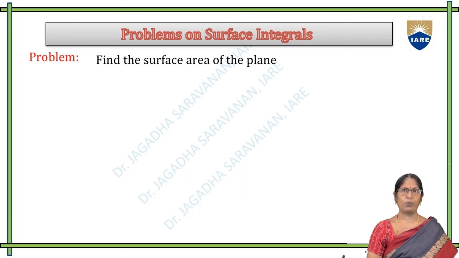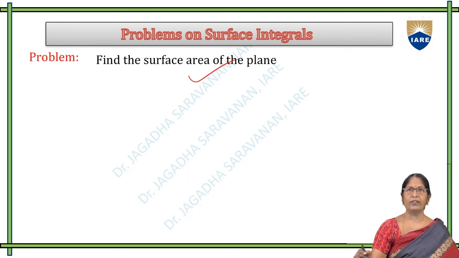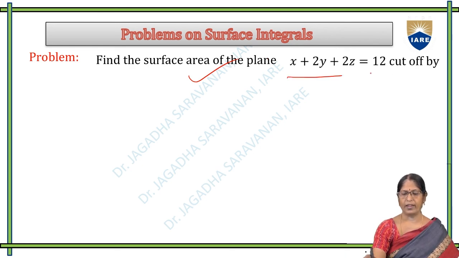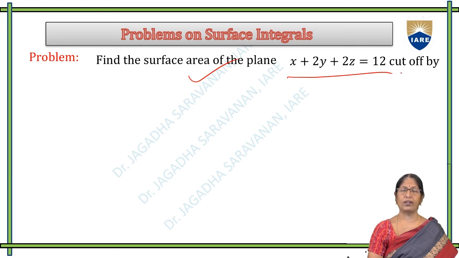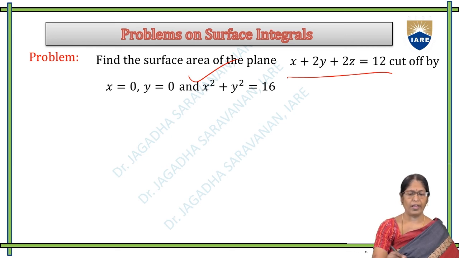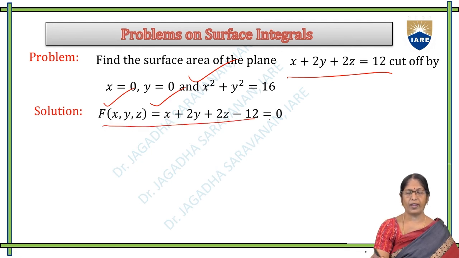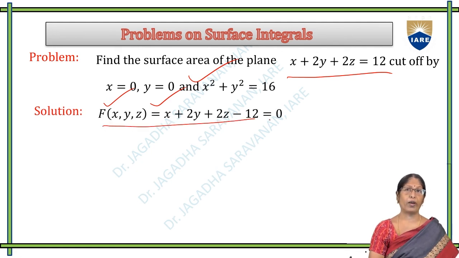So the last problem we will discuss now. Find the surface area of the plane x plus 2y plus 2z equal to 12, cut off by x equal to 0, y equal to 0, and x square plus y square equal to 16. Solution. So now we will take the capital F of x comma y comma z, which is written here.